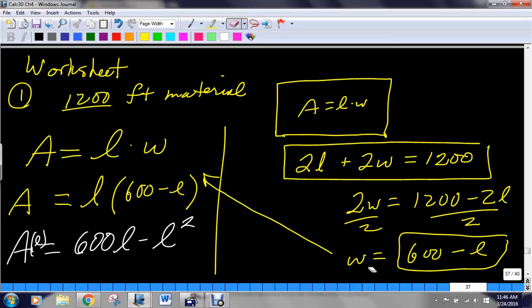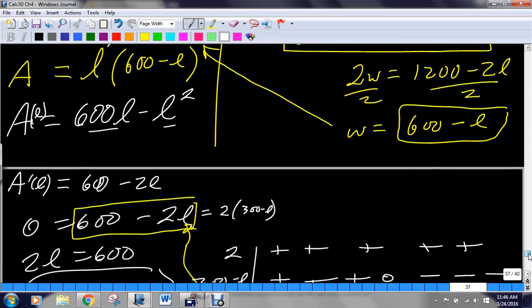From here, we solve for W so that we could insert this into the area function. So I have W equals 600 minus L. I have one variable in my area function now. Now it's a function of L. And in this case, it might be a little easier to multiply this in so that you can use the power rule and sum-difference rule versus the product rule, because sometimes the product rule is a bit tricky. It wouldn't have been probably any more difficult in this case.